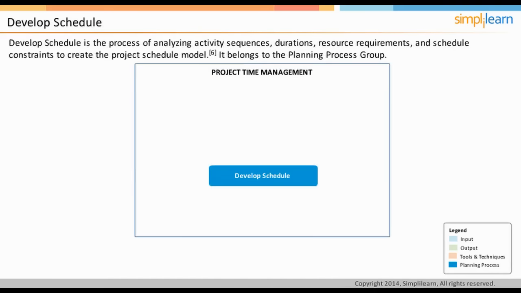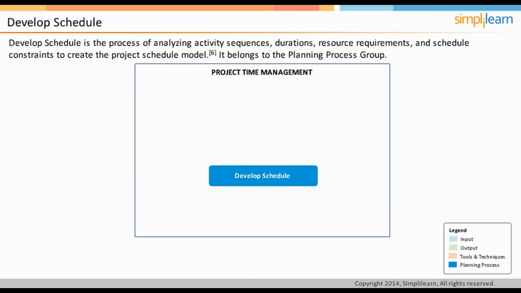Develop schedule is the process of analyzing activity sequences, durations, resource requirements, and schedule constraints to create the project schedule. It belongs to the planning process group. Generally, scheduling software is used for developing the project schedule.